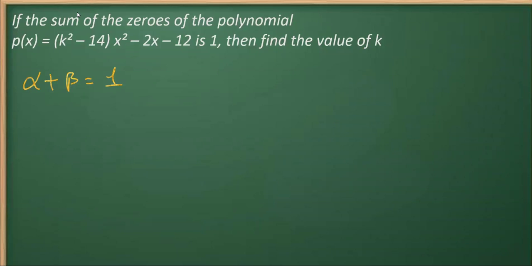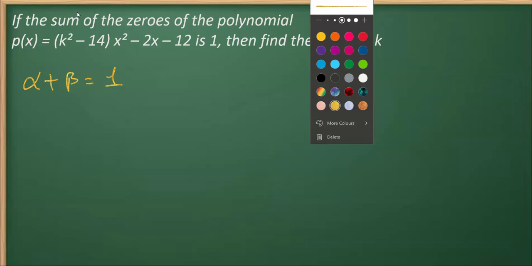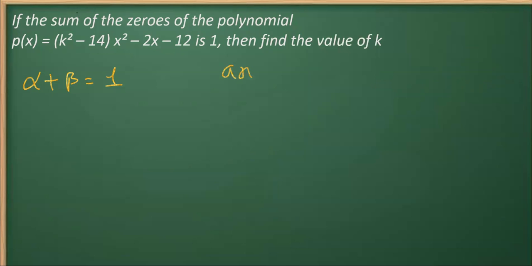Now, first of all, we are going to write this equation in the standard form, by comparing this equation with the standard form. By standard form, I mean comparing this equation with ax square plus bx plus c. What you can see is that this is a, that means the coefficient of x square is a. We have a as k square minus 14.